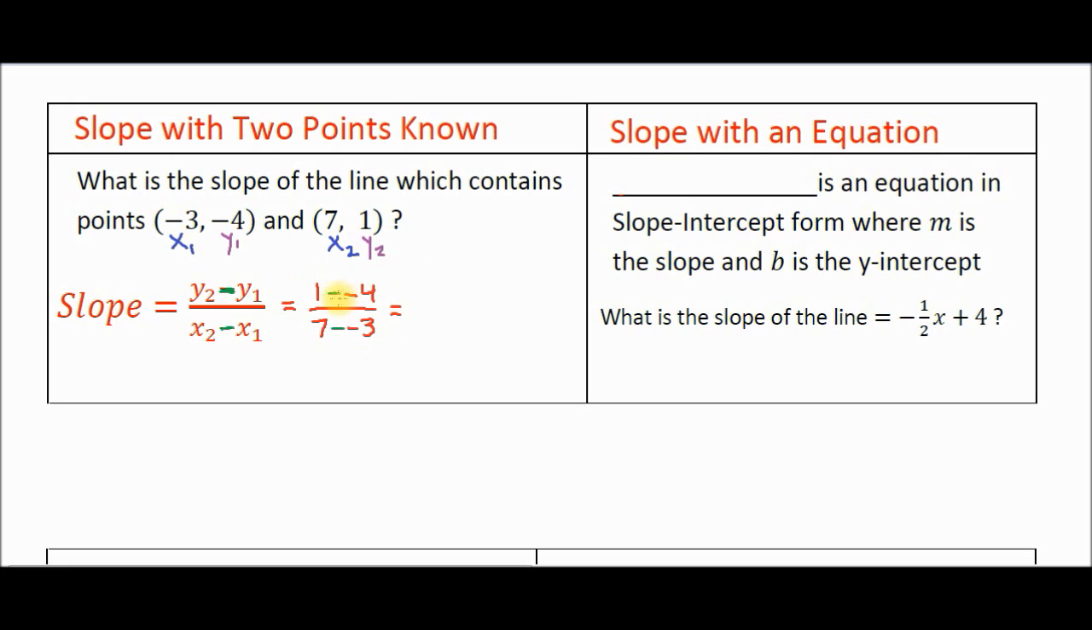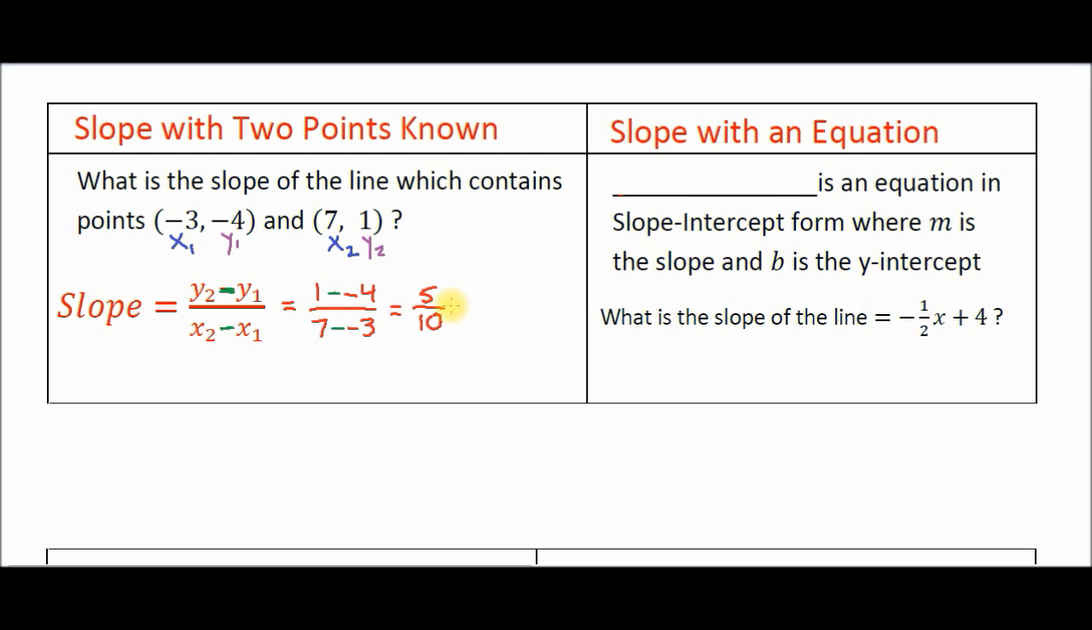Y minus -4 is the same as y plus 4. The first negative cancels out the second negative, and it ends up becoming an addition problem. So 1 plus 4 is 5. 7 minus -3, that's 7 plus 3, and that's 10. And we have a slope of 5 over 10, and I will tell you that is a correct answer, but it's not your final answer, because whenever you end up getting an answer like this as a fraction, if it can be simplified, you need to simplify it.